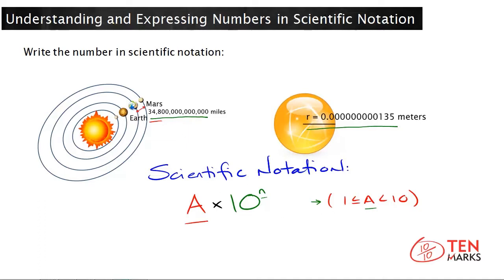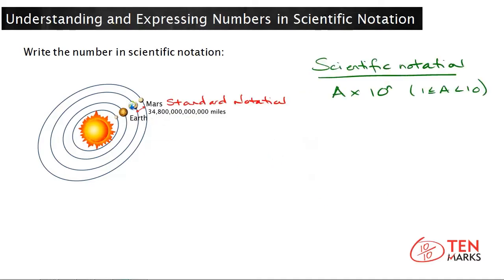So let's convert the distance in between Earth and Mars from standard notation, which is the way you see the number here, into scientific notation. And let me just erase some of this writing, and then we'll get started. Okay, so we want to convert the standard notation for the distance in between Earth and Mars. So here's our standard notation number.